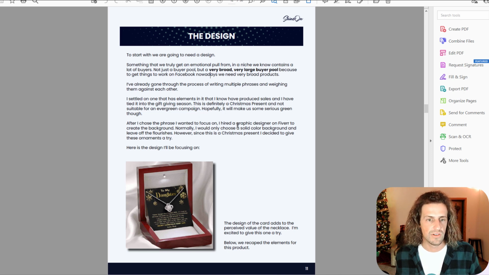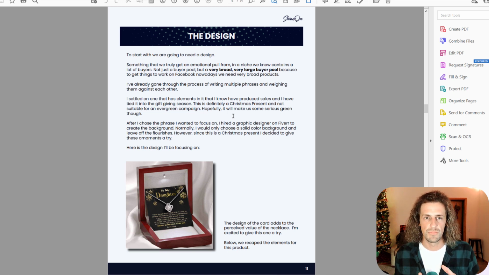A lot of times we will just do very simple backgrounds, but for this one we decided to go with something that was a little more ornamental because it was Christmas themed. So we have some snowflakes on here. You can see it says "to my daughter." And that's what we decided to go with. And hopefully it'll make us some money, but if not, it's still always a learning, right?